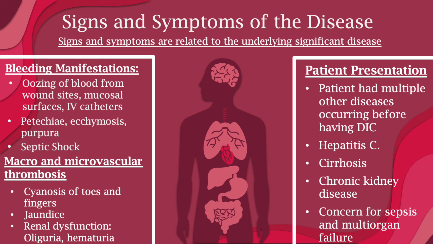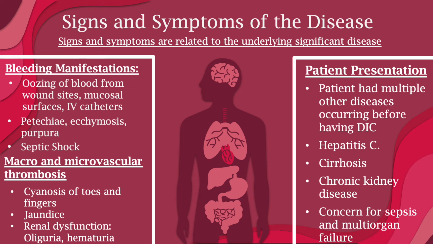Remember, the signs and symptoms of DIC are related to the underlying significant disease, which was hepatitis C, cirrhosis, and chronic kidney disease in the patient case history. DIC can present in many different kinds of signs and symptoms due to the fact that it is related to the underlying significant disease. Though there are bleeding manifestations such as oozing of blood from wound sites, mucosal surfaces, and IV catheters. Petechiae, purpura, and ecchymosis and septic shock can also occur. There is also macrovascular and microvascular thrombosis, which leads to cyanosis of toes and fingers, jaundice, and renal dysfunction of oliguria and hematuria.